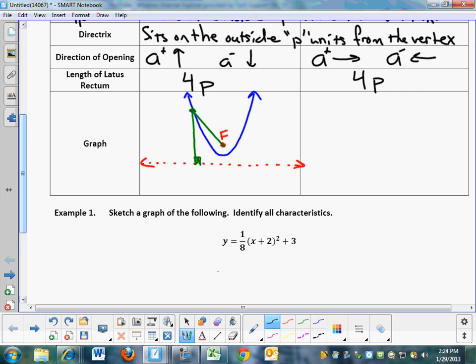Now you're wondering, what is the latus rectum? The latus rectum is this black segment right here. It runs through the focus, and its endpoints are on the parabola. It's a really quick, easy way that we can figure out how to sketch this and get a really accurate graph of it. So that's kind of cool.